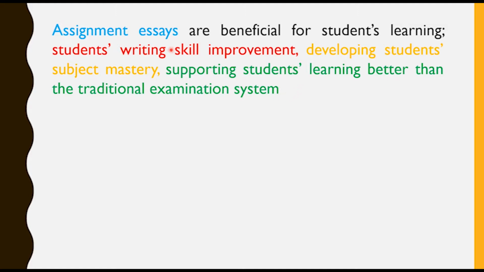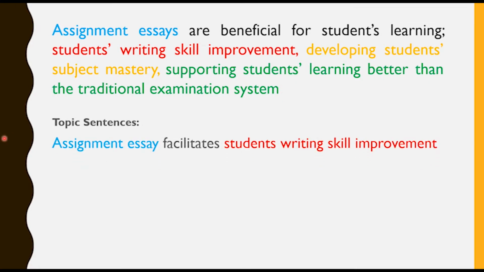As you can see, the supporting points here are still in the form of phrases. Now, what you have to do is make these supporting points into three topic sentences by following the topic sentence formula: topic plus the idea of your viewpoint or supporting points. So, the topic sentence for each paragraph of this essay could be: first, assignment essay facilitates students' writing skill improvement.